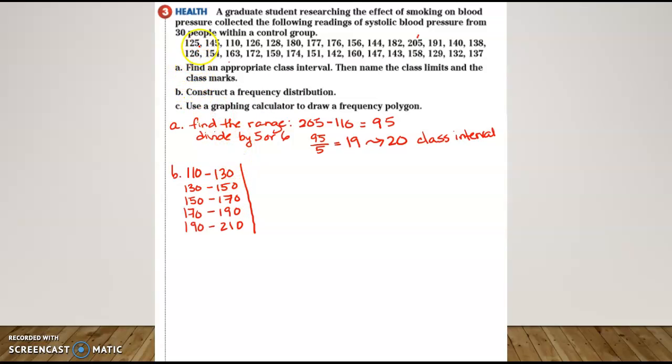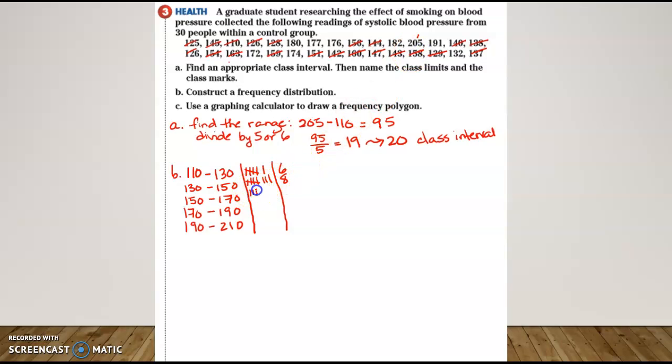From 110 to 130, we've got 1, 2, 3, 4, 5, 6. I'm going to tally just in case. And 130 to 150, 1, 2, 3, 4, 5, 6, 7, 8. Then 150 to 170, 1, 2, 3, 4, 5, 6, 7.